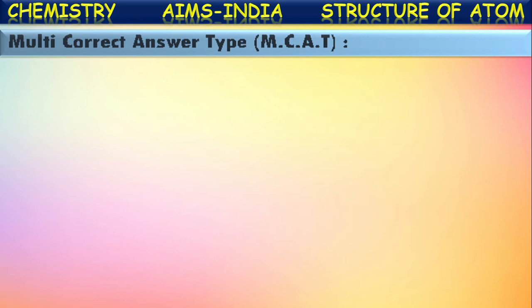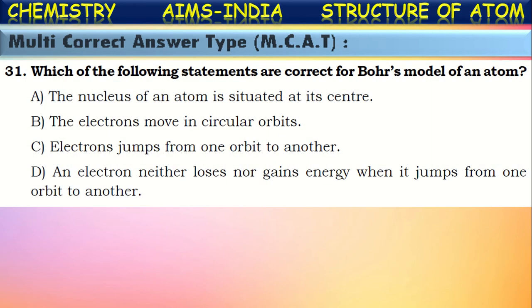First let us go through the multi-correct answer type questions. See the first one. Which of the following statements are correct for Bohr's model of an atom? Bohr's model has proposed certain postulates about the structure of the atom. Some statements are given here. The first statement: the nucleus of an atom is situated at its center, isn't it? Yes, the nucleus is situated at the center of the atom. This is correct.